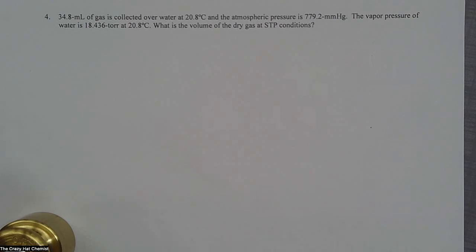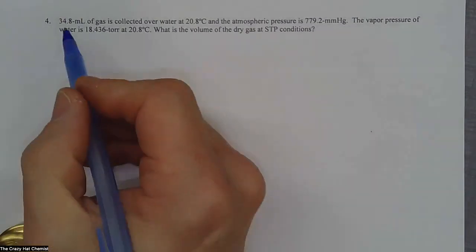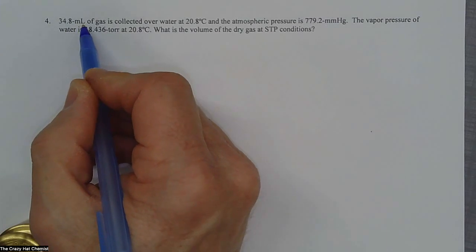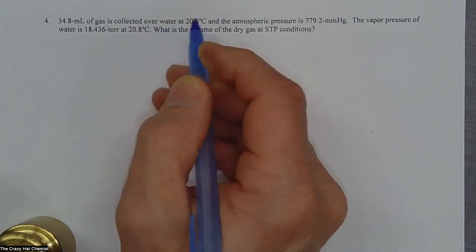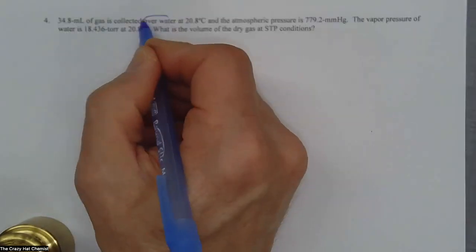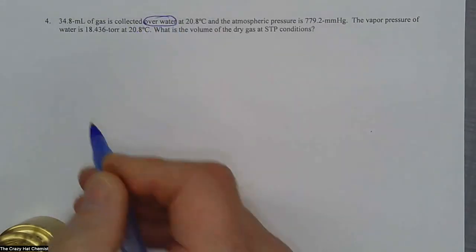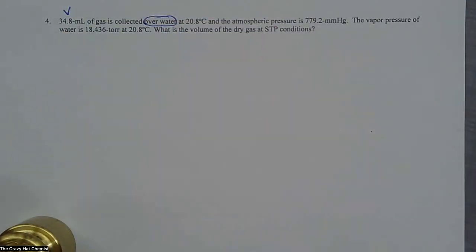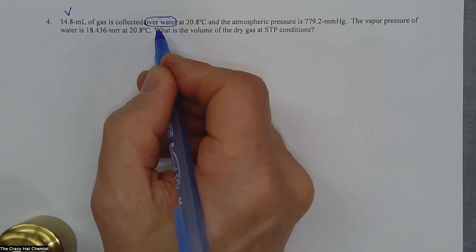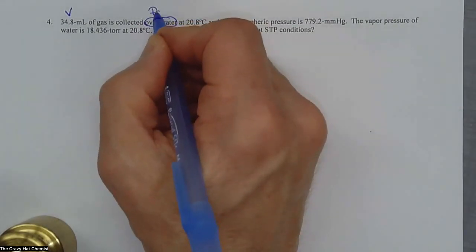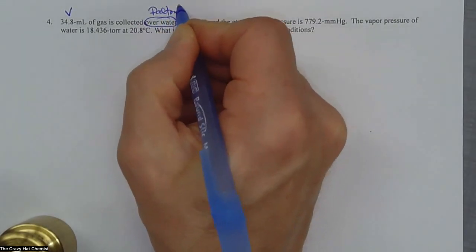Let's see here. So this next problem, number 4, let's see if we can hammer this one out. It says we have 34.8 milliliters of a gas collected over water. By the way, this is a volume. Since it's collected over water, we're going to be using Dalton's law.